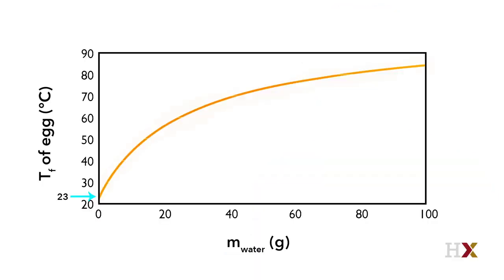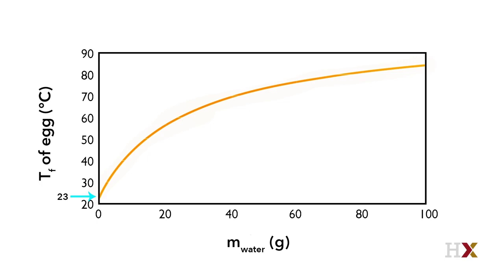I can now plot the final temperature of the egg if you mix it with different weights of water. I'm going to plot the final temperature as a function of the mass of the water, and that's a curve that looks like this. If I have no boiling water, it of course starts out at 23 degrees, because that's the initial temperature of the egg. If I have infinitely much water, it's going to go up to 100 degrees, because the egg is just going to take up the temperature of the water. And then there's this nice curve in between.